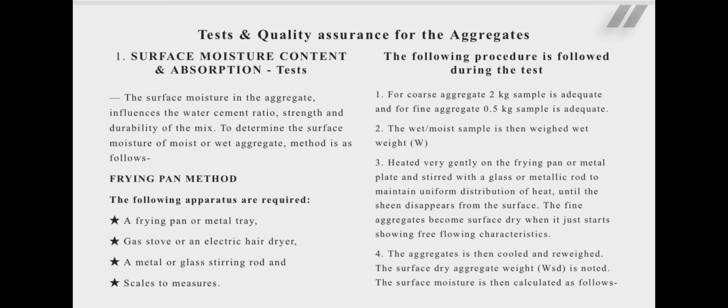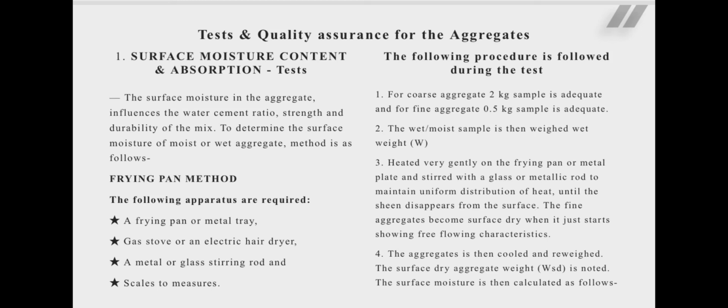Number 1, surface moisture content and absorption test. The surface moisture in the aggregates influences the water-cement ratio, strength, and durability of the mix. To determine the surface moisture of moist or wet aggregates, the method is as follows. Frying pan method. The following apparatus are required: a frying pan or metal tray, gas stove or an electric hair dryer, a metal or glass stirring rod, and a scale to measure.